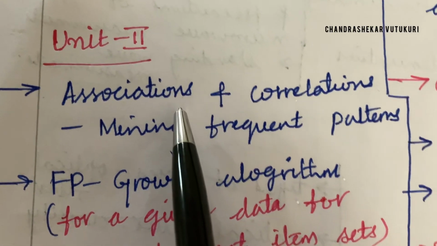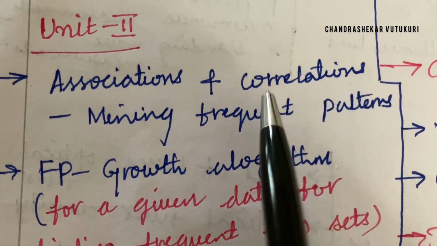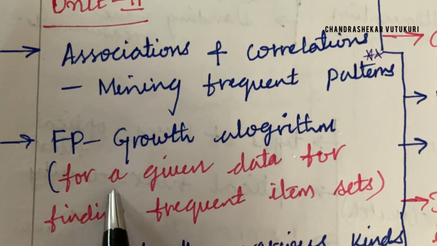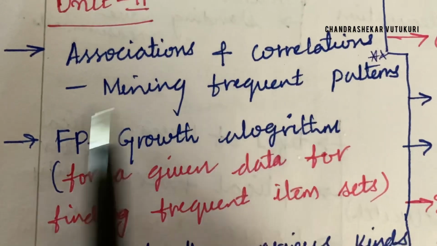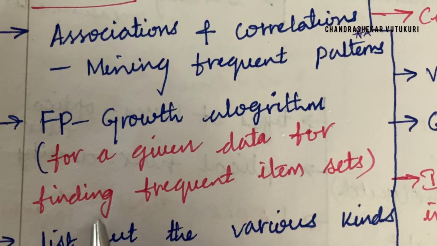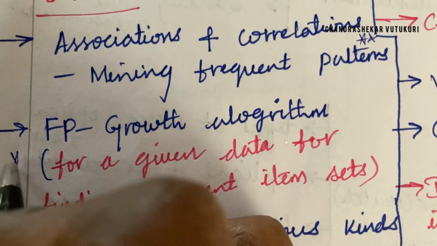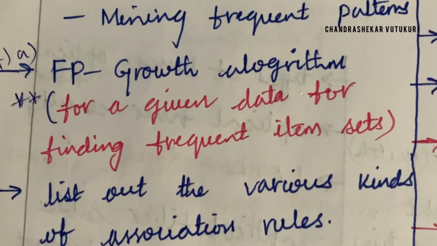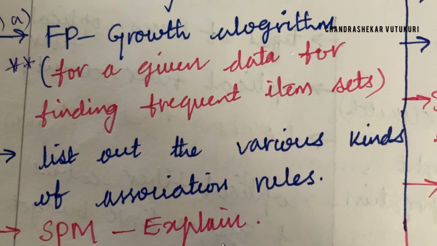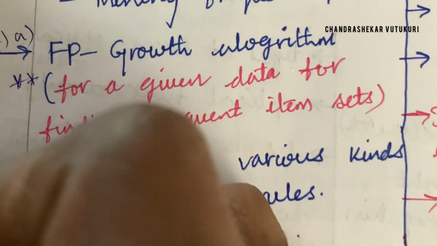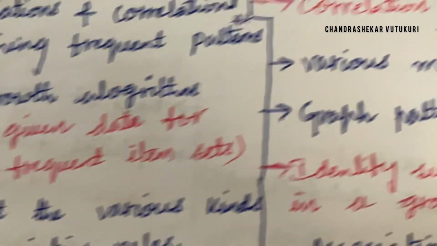Unit 2 is all about the associations and correlations. Mining frequent patterns is said to be one of the topmost questions, and the FP growth algorithm. For a given algorithm, you are supposed to work out, for given data, how to find the frequent item sets, which is one of the topmost questions that may occur in the question paper at 4A. List out the various kinds of association rules, and explain the term SPM may be a short question, and this may be 4A as well as 4B.